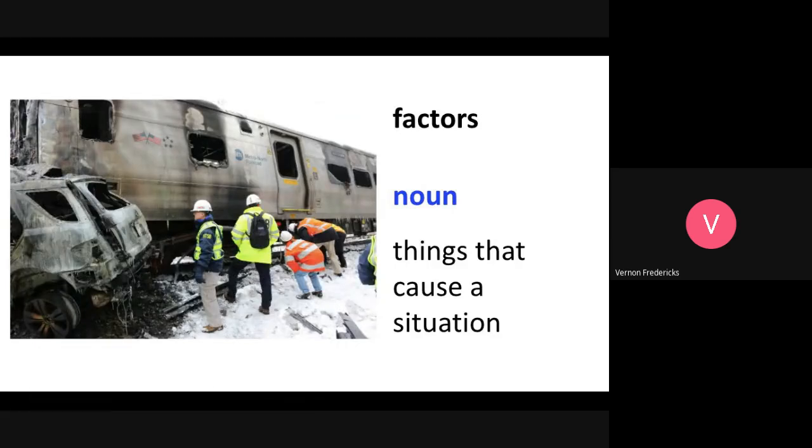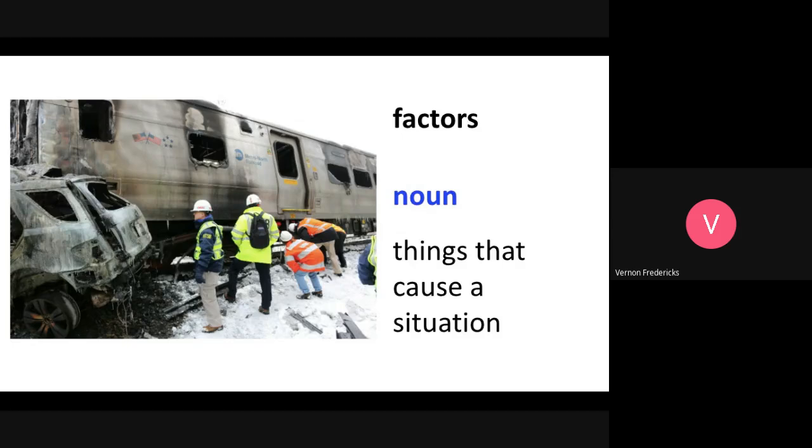Okay. The next word is factors. Factors is a noun. Things that cause a situation. Okay. So if you look at the picture, you can see there's a car there on your left-hand side. We have 1, 2, 3, 4, 5, 6 men there or people there checking the problem. And then we have a train. Yes. And it looks like the train ran into the car and the train went off its tracks.